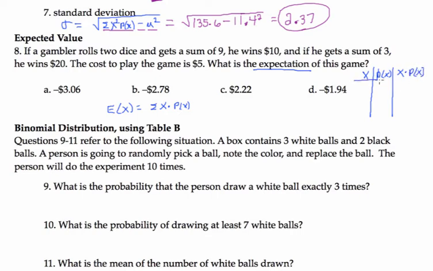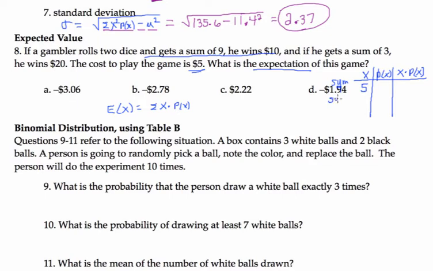The x is kind of like saying your net gain. So over here I'm going to make a little label on the side. The first thing that could happen is I could get a sum of 9. So on the side I'm going to write a sum of 9. And then what is my net gain there? Well, if I have a sum of 9, I win $10, but it cost me $5 to play the game. So my net gain is $5. I won 10 but had to pay 5, so my net gain is 5.